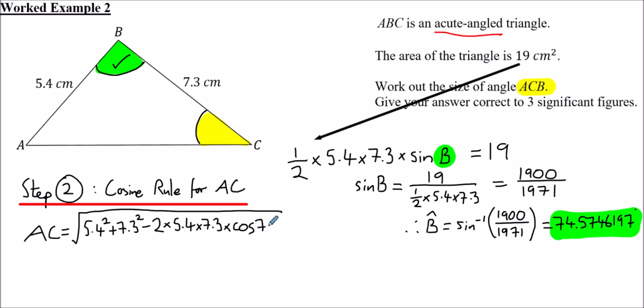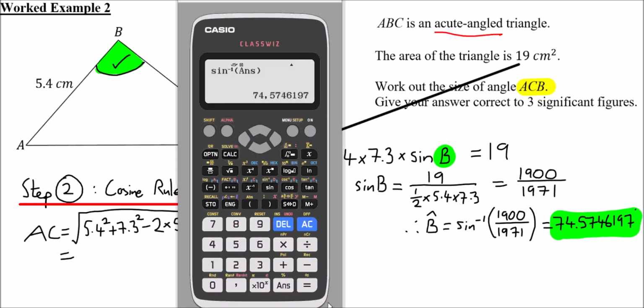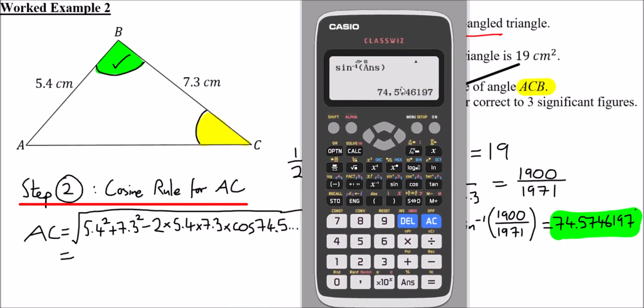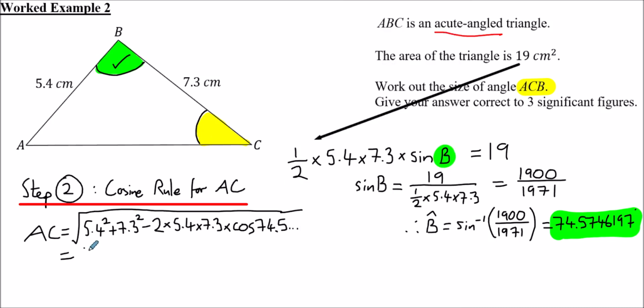So I'm just going to put this as 74.5 dot dot dot, which just denotes that it is a bit more than this, but I'm not going to write down the whole thing because I've got it here. The calculator stored in its short-term memory this angle B, so that'll make it slightly quicker. So AC is the square root of 5.4 squared plus 7.3 squared, minus 2 times 5.4 times 7.3 times cosine of the answer stored in its memory. And that should give you 7.8409 blah blah blah.